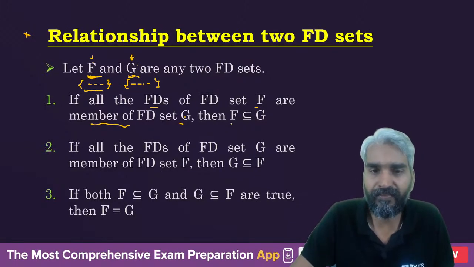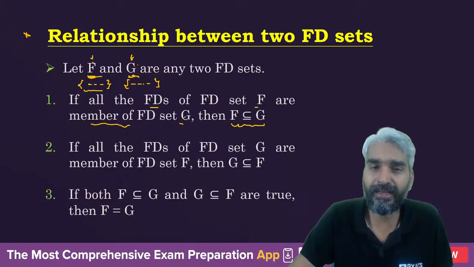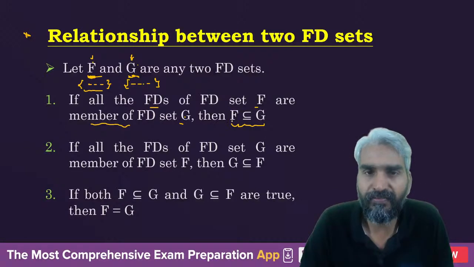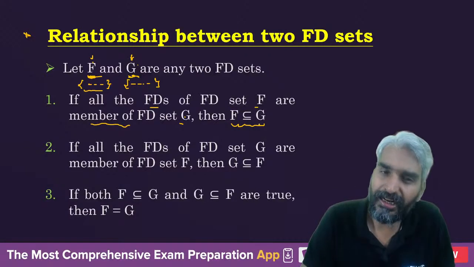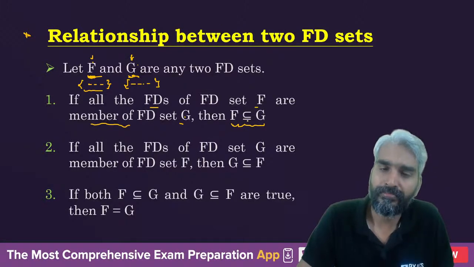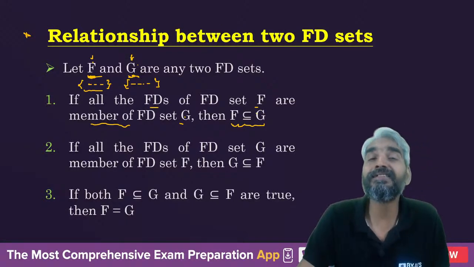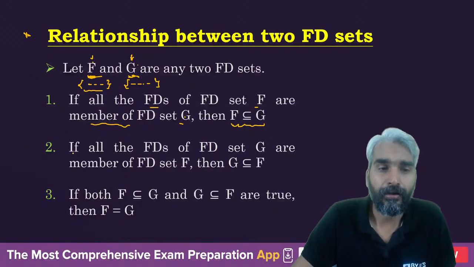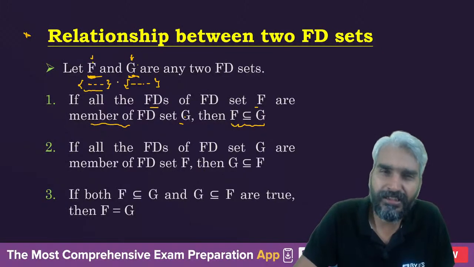So we can say F is a subset or equals to G. It means all the FDs of F are involved in G. G contains all the FDs of F, so at least equal, but it may contain some other FDs as well. Right? So that's one relationship between F and G.